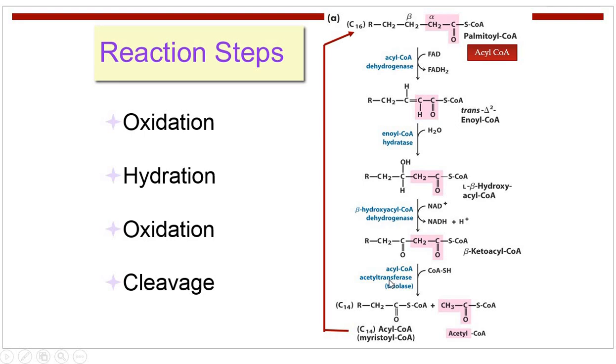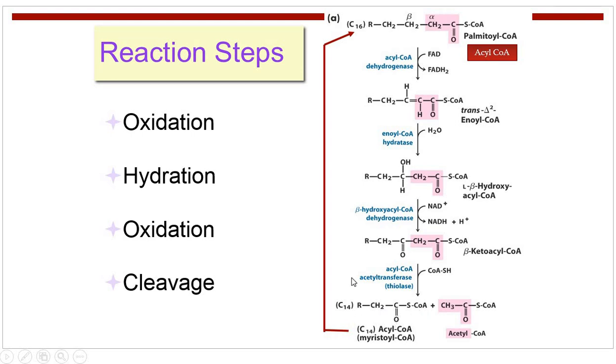Now the enzyme beta ketothiolase attacks the beta carbonyl group of the beta ketoacyl coenzyme A, which results in the cleavage of the alpha and beta carbon bond, which releases acetyl coenzyme A, a 2-carbon compound, and an acyl coenzyme A which is 2 carbons shorter.